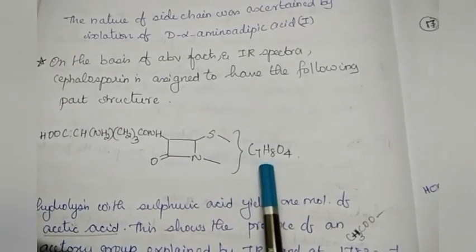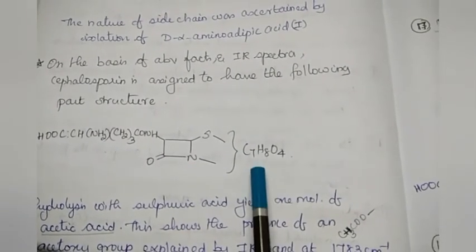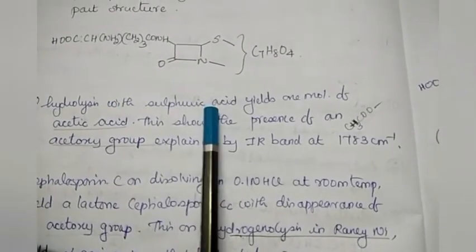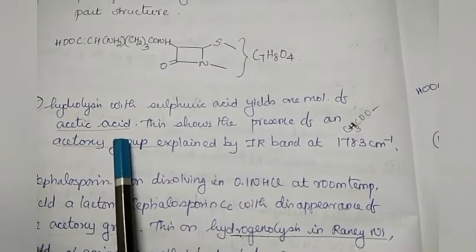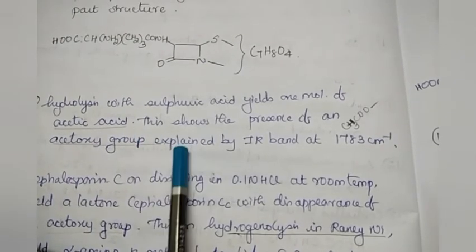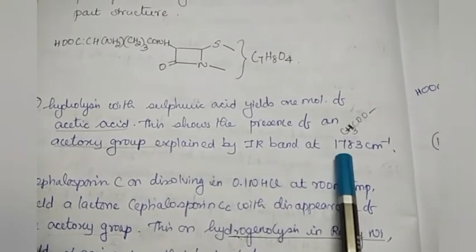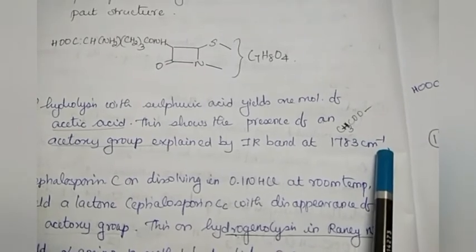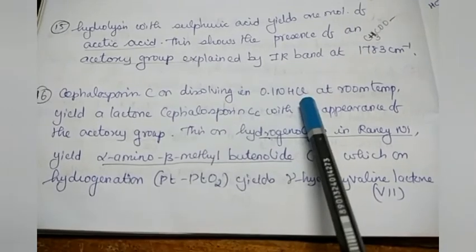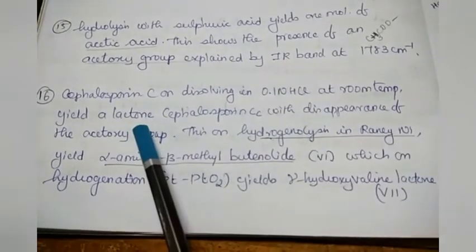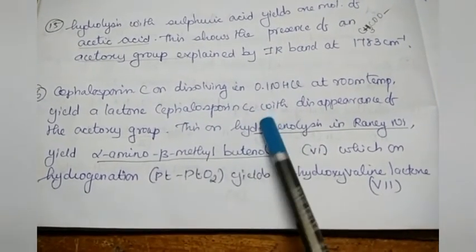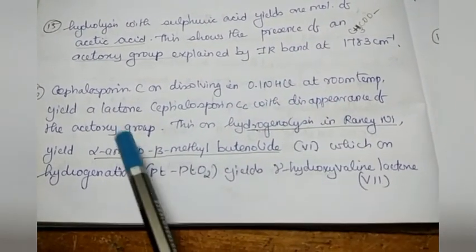And now we have to go for the structural elucidation of C7H8O4. On hydrolysis with sulfuric acid, it yields one molecule of acetic acid. This shows the presence of an acetoxyl group and it is explained by the IR band at 1783 cm inverse. Cephalosporin on dissolving in 0.1 normal hydrochloric acid at room temperature gives a lactone which we name cephalosporin CC, with the disappearance of the acetoxy group.